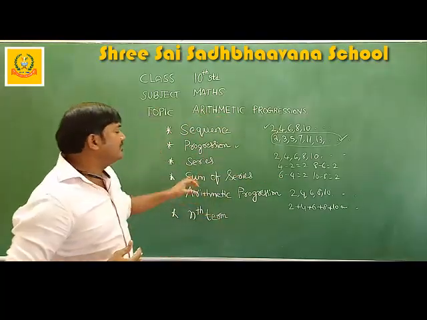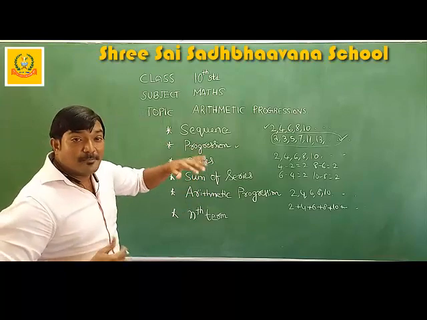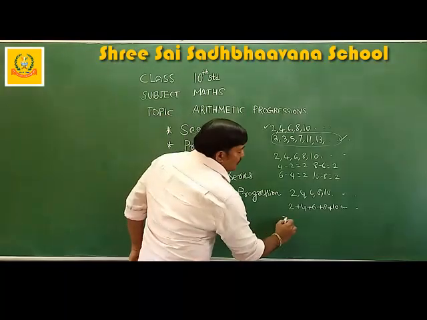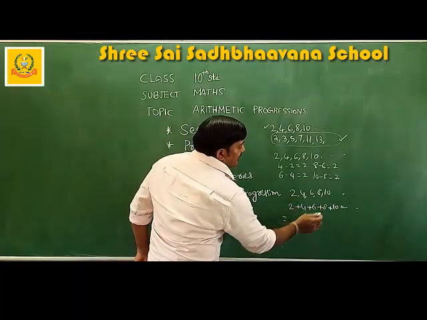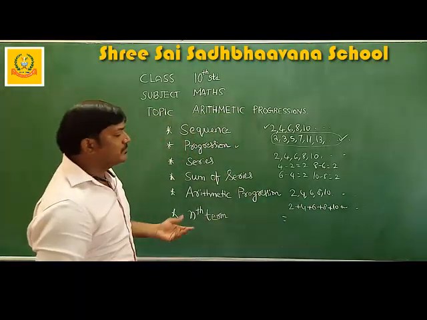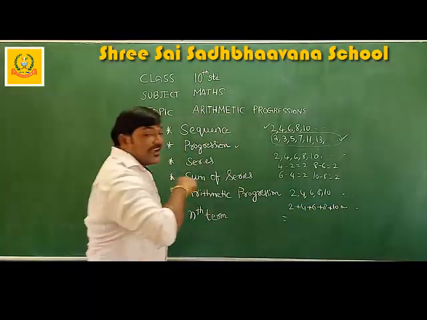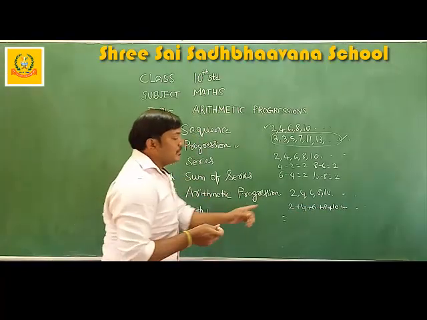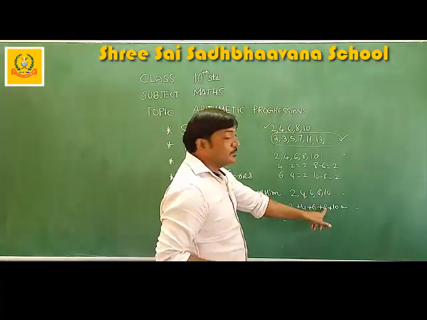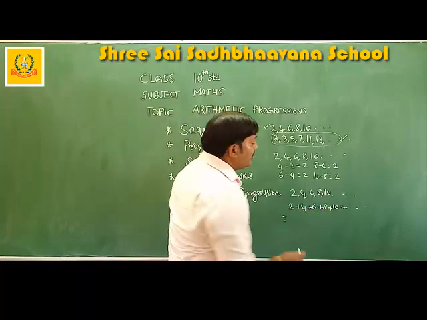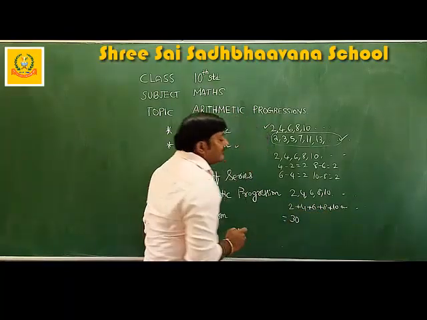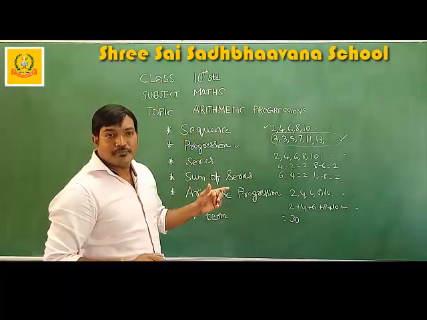Then what is the sum of the series? The sum of a series is nothing but you just add. For example, you have terms till 10. How many terms are there? 1, 2, 3, 4, 5. So if you add all the numbers, 2 plus 4 is 6, 6 plus 6 is 12, 12 plus 8 is 20, 20 plus 10 is 30. So 30 is the sum of the series.